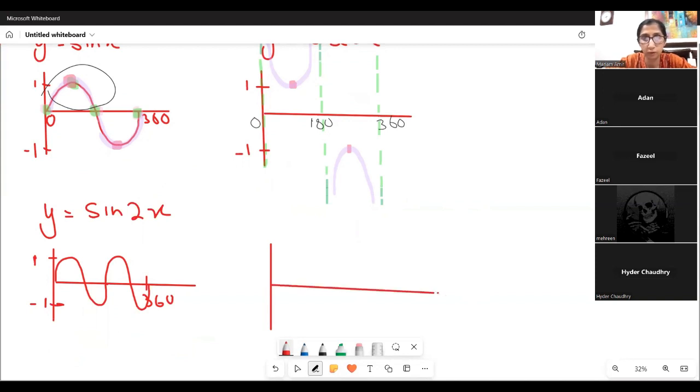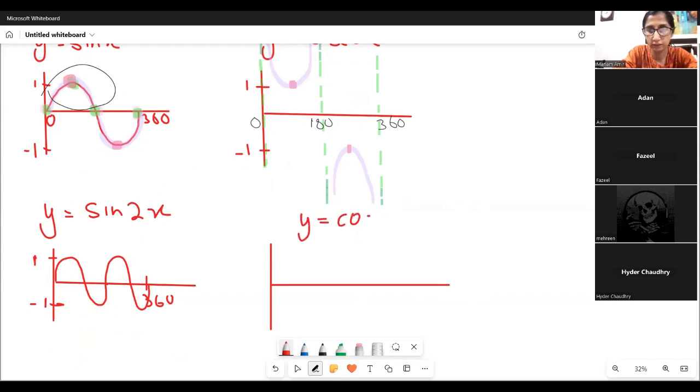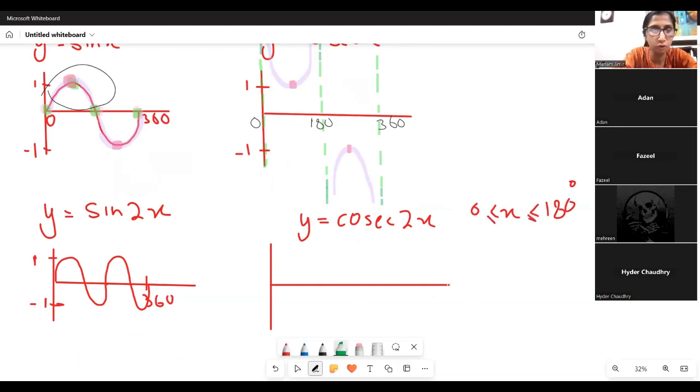So now we're going to plot the graph for y equals cosecant 2x, and you're given a domain. Let's say the given domain is between 0 to 180 degrees. So then we'll just have to show this much of the graph, 0 to 180. So let's say 180 is here.